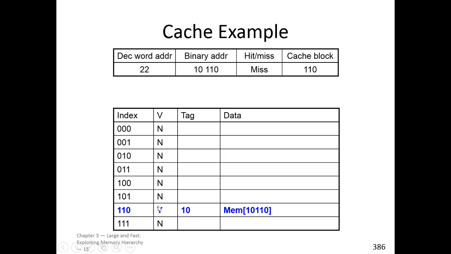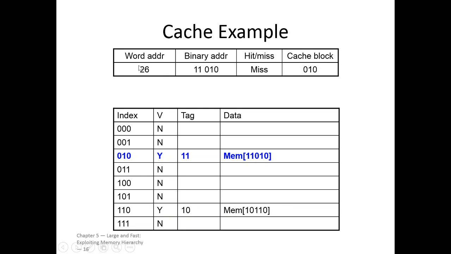Here's our valid bit, now yes, this is actually useful cache. Here's our tag. We only take these leading 2 bits. Here's the information, whatever may be there. And it's called a miss. So that takes a while. All right, let's do another one.